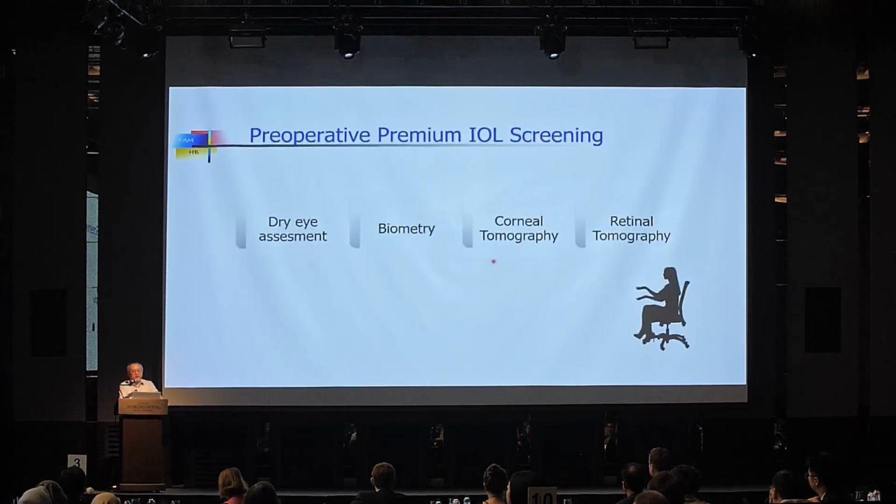Alright, so as you can see, the preoperative IOLMaster is not just a biometry. It gives you a dry eye assessment from the standard deviation of the K reading. If the standard deviation is 0.05 diopters or more, you may want to suspect that the patient has significant dry eye. It's a biometer, it's a good corneal tomography, and it gives you a good retinal tomography. So you see, there's a lot you can do with the IOLMaster.